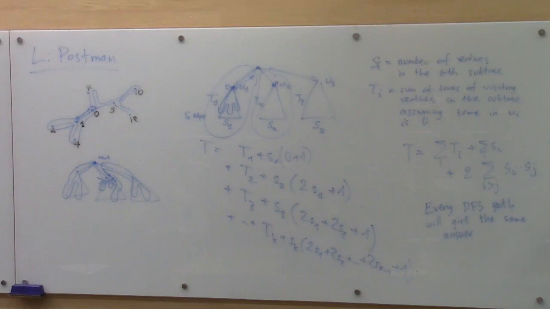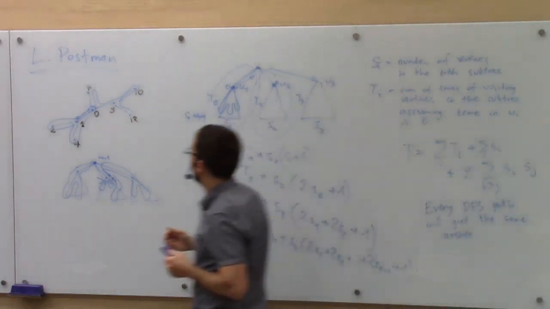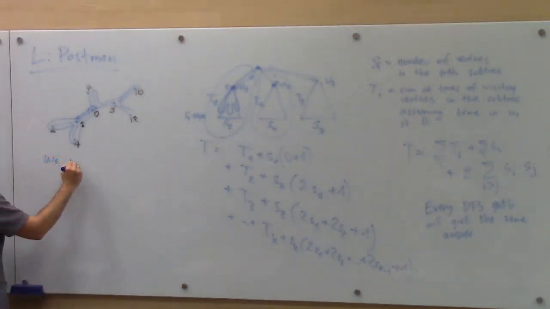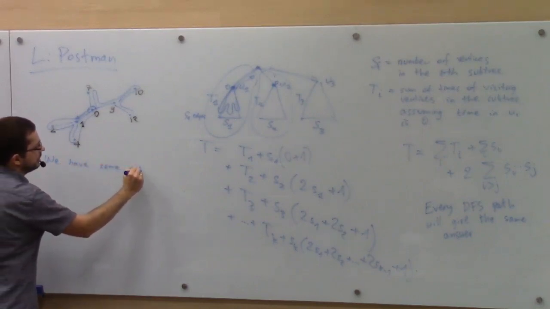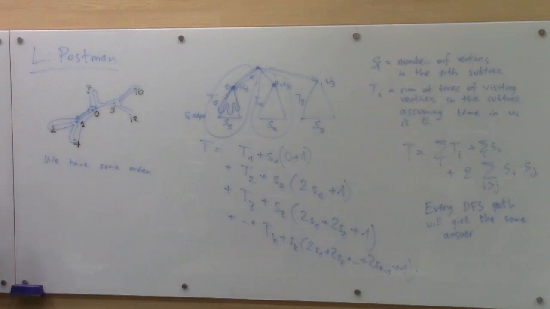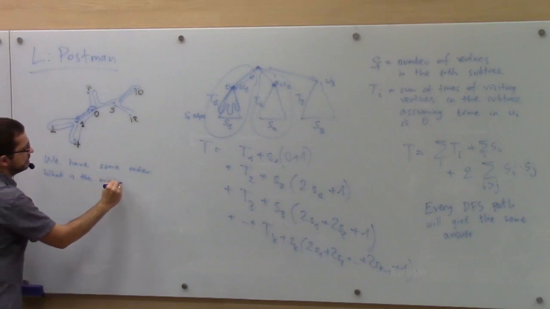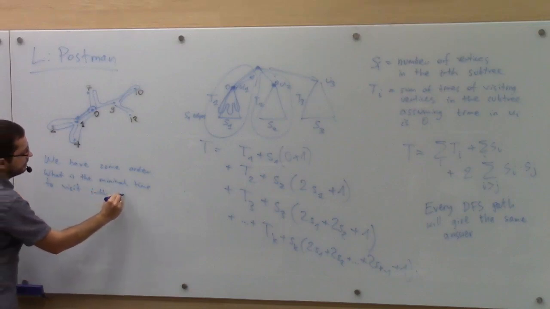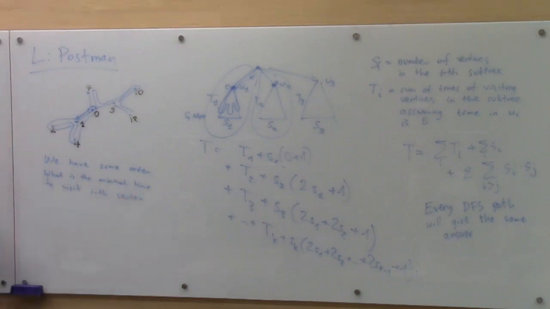So let's say that we have some ordering in which we are visiting the vertices, and let's ask what is the minimal time to visit the ith vertex in this order.